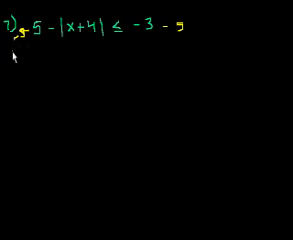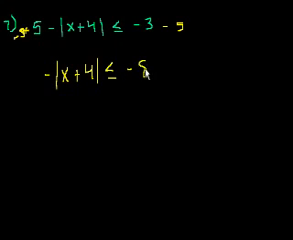So minus 5 plus 5 is 0, so I'm just left with minus absolute value of x plus 4 is less than or equal to, now what's minus 3 minus 5? Well, it's minus 8. All right, now this next step, maybe it wasn't obvious for you, and putting the inequality there is, if this was an equality, you would just say, okay, I'm going to multiply or divide both sides by negative 1 to get rid of the negative signs.